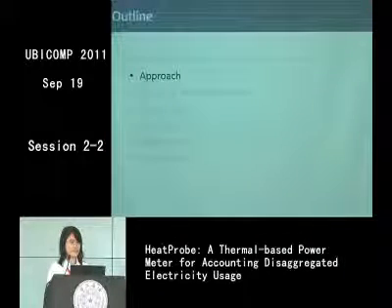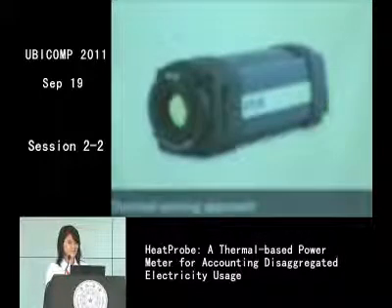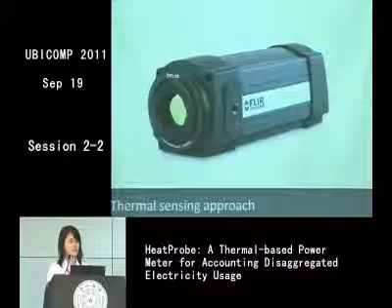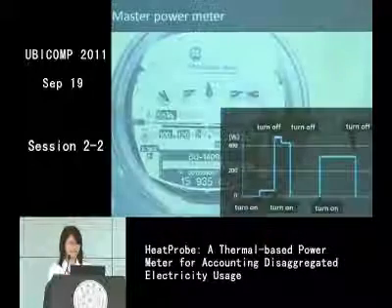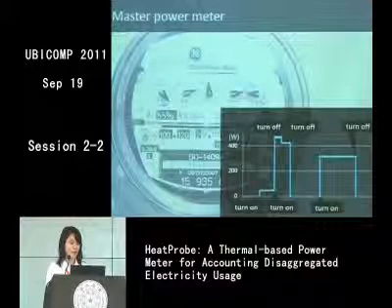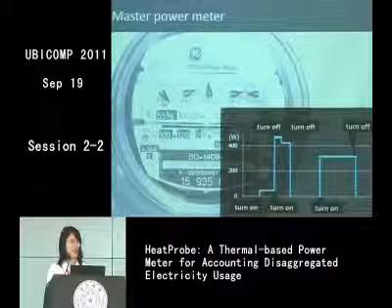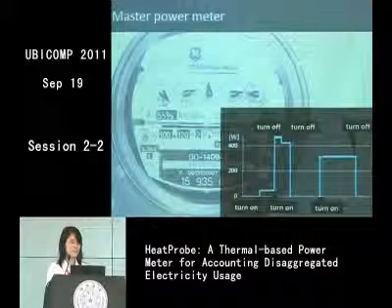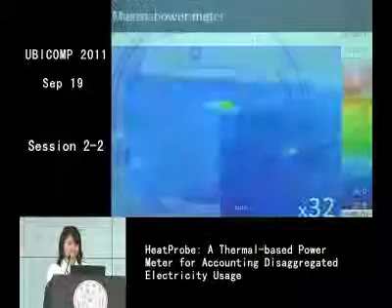Therefore, I'll introduce the HeatProbe approach to monitoring per appliance energy consumption. HeatProbe uses a thermal sensing approach to track the power consumptions of each appliance. Typically, in a home, there's a master power meter that tracks the power changes when an appliance is turned on or off. However, this master power meter does not know which appliance caused the power change.